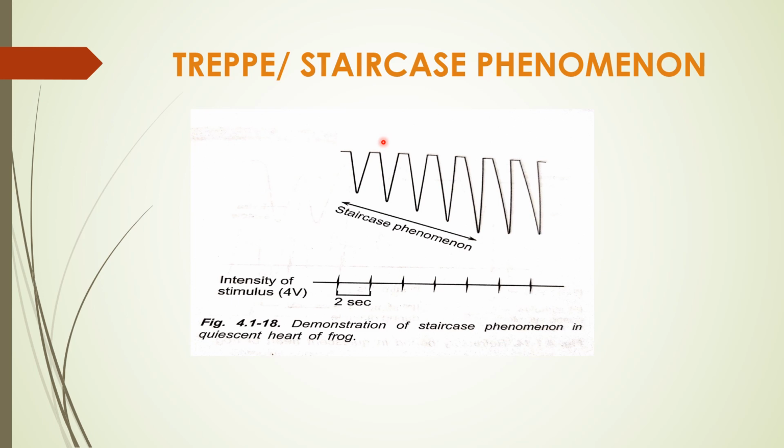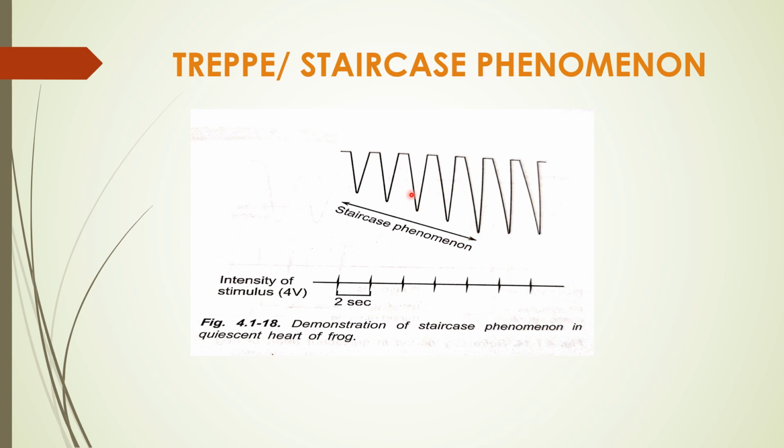In a quiescent heart, meaning a silent heart, when it is stimulated repeatedly, keeping the interval between the stimuli just less than 10 seconds, the magnitude of the first 3 to 4 contractions progressively increases. Here we have not shown anything because the heart is stopped, quiescent, and after that if you stimulate repeatedly, the first 3 to 4 contractions will increase in amplitude.